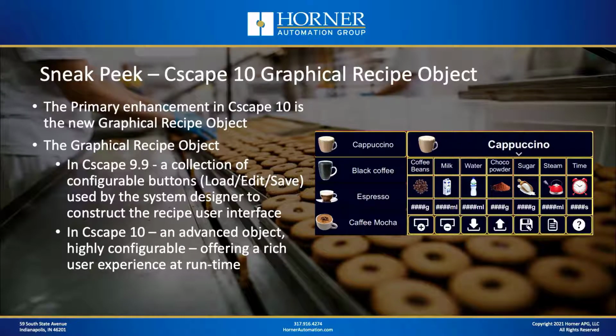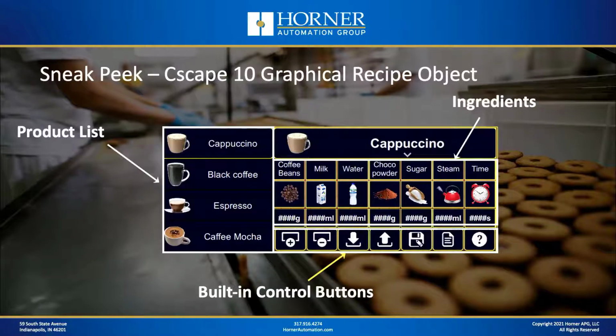Now in Cscape 10, we have a new graphical recipe object, which is a single advanced object, highly configurable, that offers a great feature-rich user experience at runtime. So that's really the major improvement in Cscape 10, is that Cscape 10 graphical recipe object. All right, let's take a look at some of those new enhancements.